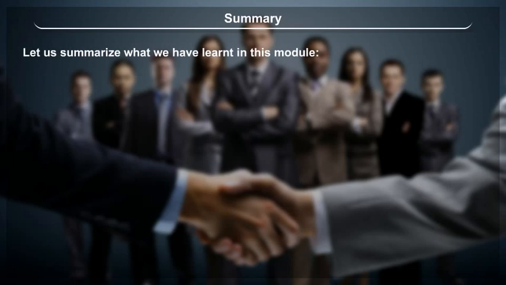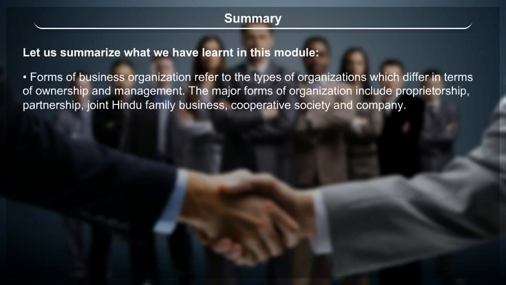Summary. Let us summarize what we have learned in this module. Forms of business organization refer to the types of organizations which differ in terms of ownerships and management. The major forms of organization include proprietorship, partnership, joint Hindu family business, cooperative society and company.